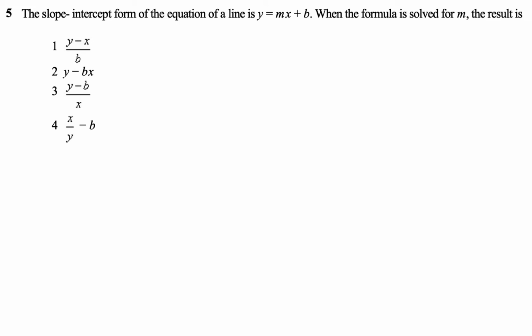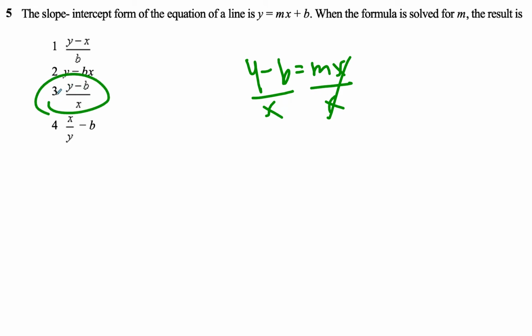Now, they want you to solve for m. Then how am I going to do it? I'm going to subtract b, so y minus b is equal to mx. In order for it to have m by itself, I have to divide by x. So m equals y minus b over x. Choice 3 becomes the answer.